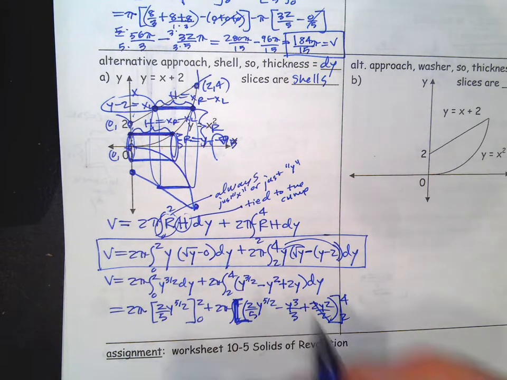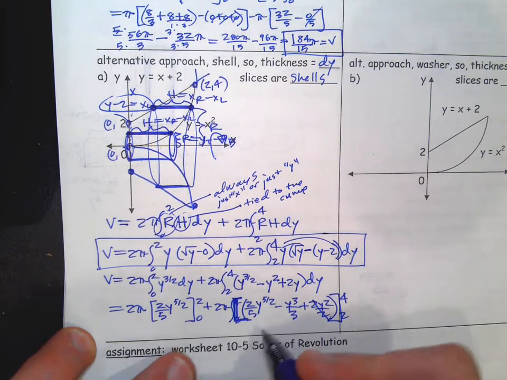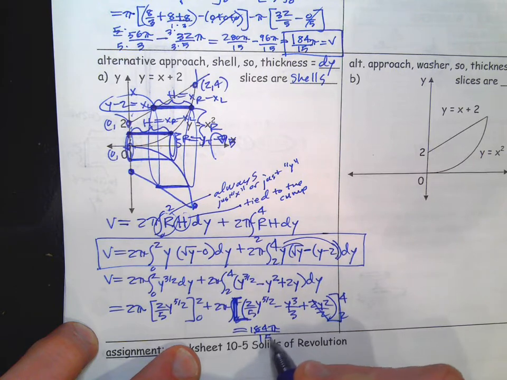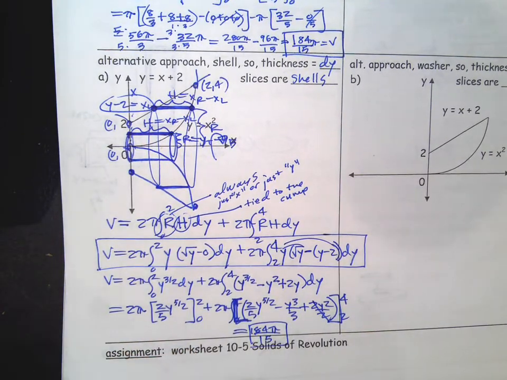But if you finish this work out, guess what? You should get 184 pi over 15. You should get the same answer we got above, because it's the same shape. It has the same volume. We're just slicing it differently.